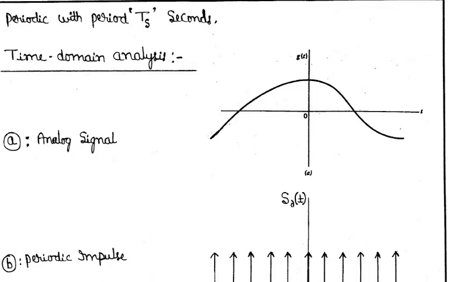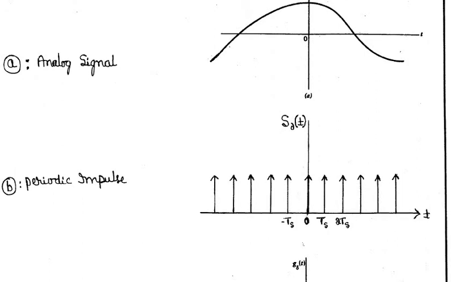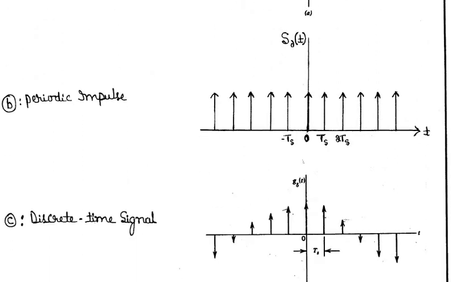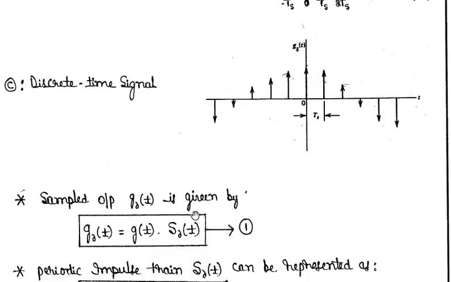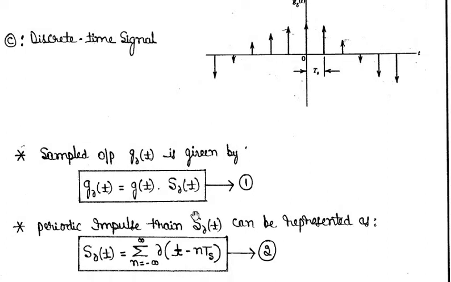Here, g of t is a message signal. We multiply it with a train of impulses and we obtain a discrete signal in the time domain. The time domain expression for the sampling was already discussed in the first lecture, where g delta of t is a discrete signal, which is g of t multiplied with s delta of t. When we take s delta of t, it is given by delta of t minus nTs.